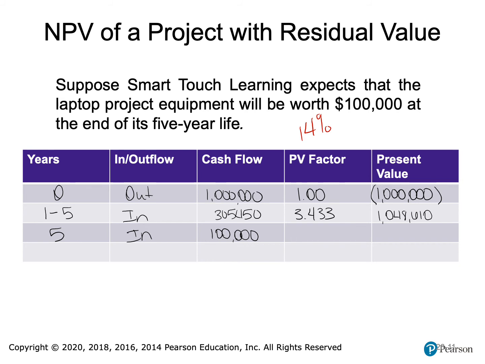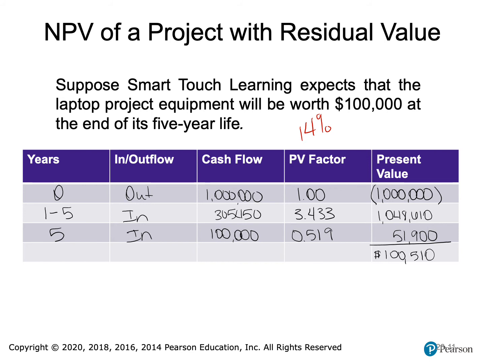So when I look up 14%, 5 years, I get a factor of 0.519. So when I multiply that out, that comes out to 51,900. So now when I add this up, I get 100,510. So in this scenario, the laptop project would return the 14% plus an extra 100,510 on top of that.